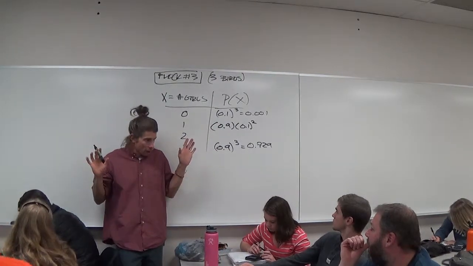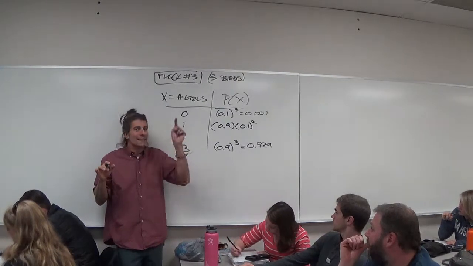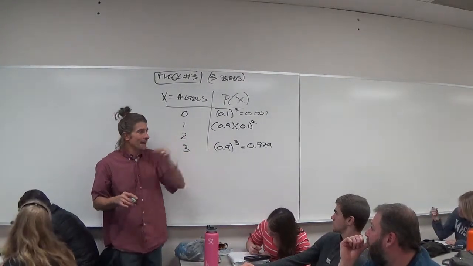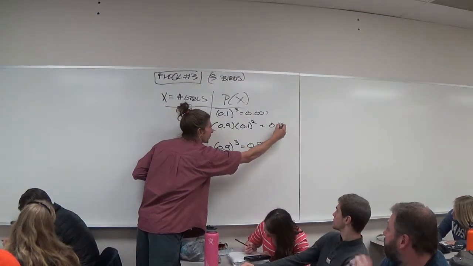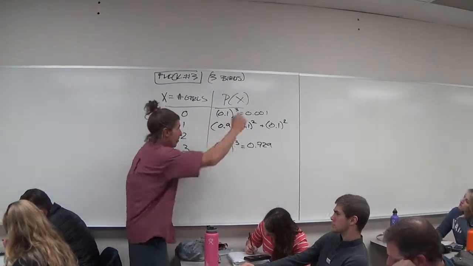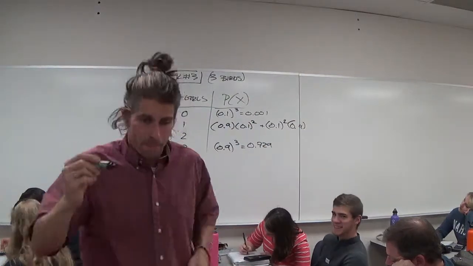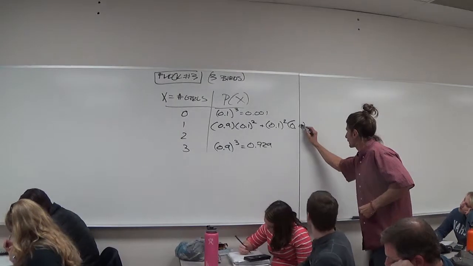But we're not done with that, are we? Because that assumes Bertha's the girl. But that's not the only way to get one girl. Who else could be the girl? Nancy! Two votes for Nancy. Let's make Nancy be the girl. That means Bertha and Marge are both boys, and Nancy's the girl. That's 0.9 times 0.1 squared again.